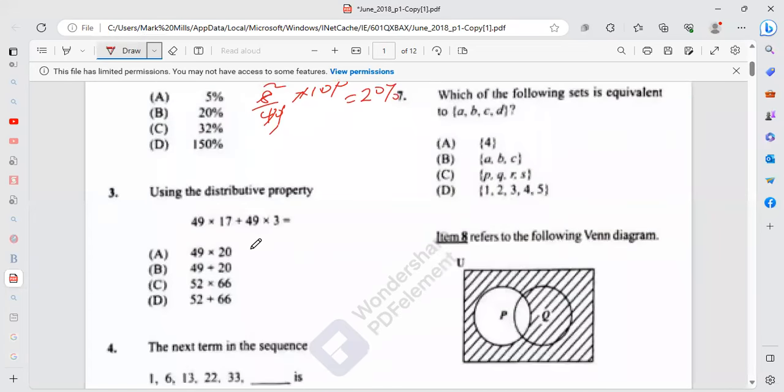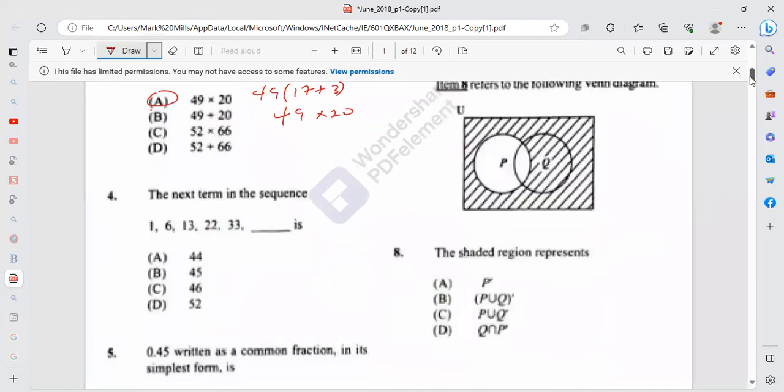Number 3, we say 49, open bracket, 17 plus 3. So we get 49 times 20. So the answer that being A, sorry. Number 4, we say plus 5, then plus 7, then plus 9, then plus 11. So that will give me 46. Right. So here that being C.